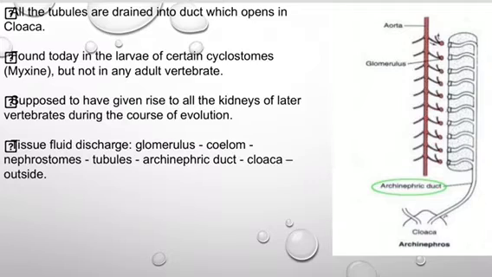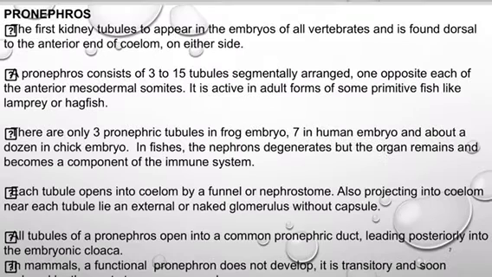So as far as excretion is concerned, in vertebrates, you have tissue fluid discharged as an excretory structure. Tissue fluid discharge in the glomerulus goes to the coelom, nephrostomes, and eventually through the tubules to the archenephric duct, and then the tissue fluid goes to the cloaca, and then it goes to the outside. All that is illustrated right here. The structure of the archenephros is illustrated right here.